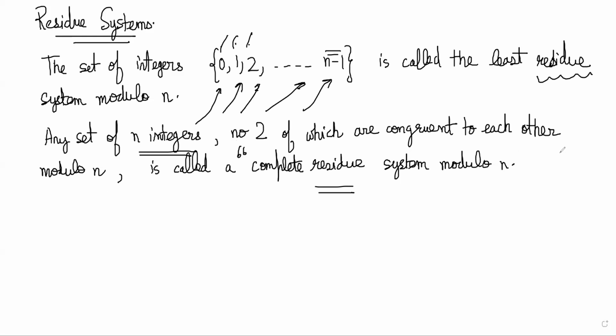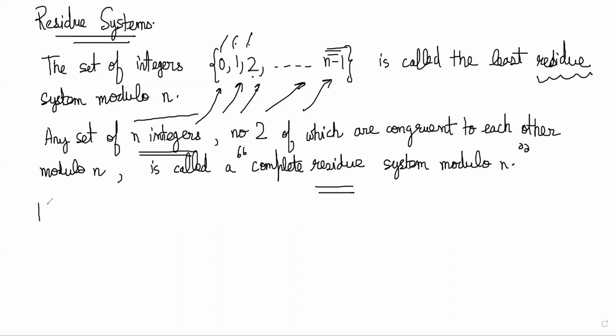We call it a complete residue system because it covers all the possible remainders when you divide these numbers by n. There is no remainder that is missing. There has to be some integer here which has a remainder 2. There has to be some integer in this group which has a remainder n minus 1, and so on. So therefore, it is known as a complete residue system modulo n.